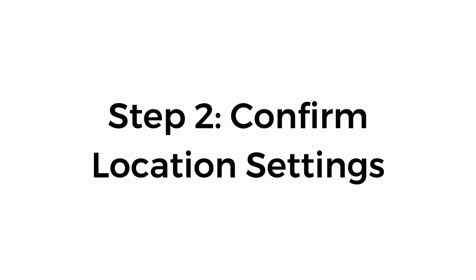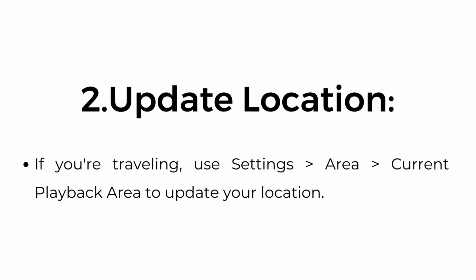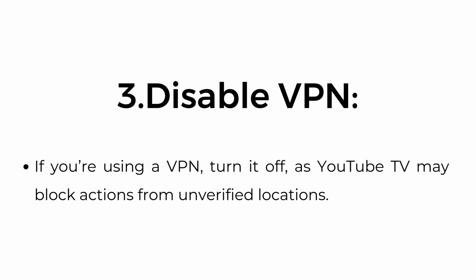Step 2. Confirm location settings. Set your home area. Go to Settings, Area, Home area in YouTube TV. Ensure your home area matches your current location. Update location: if you're traveling, use Settings, Area, Current playback area to update your location. Disable VPN: if you're using a VPN, turn it off, as YouTube TV may block actions from unverified locations.